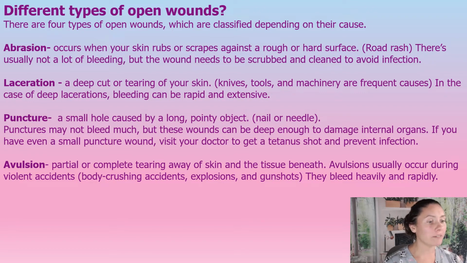An avulsion is a partial or complete tearing away of the skin and the tissue beneath. Avulsions usually occur during violent accidents, like body crush accidents, explosions, gunshots. They bleed heavily and rapidly.